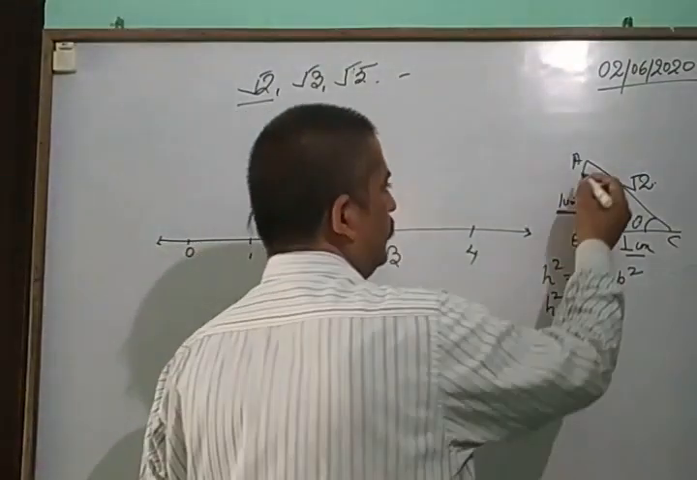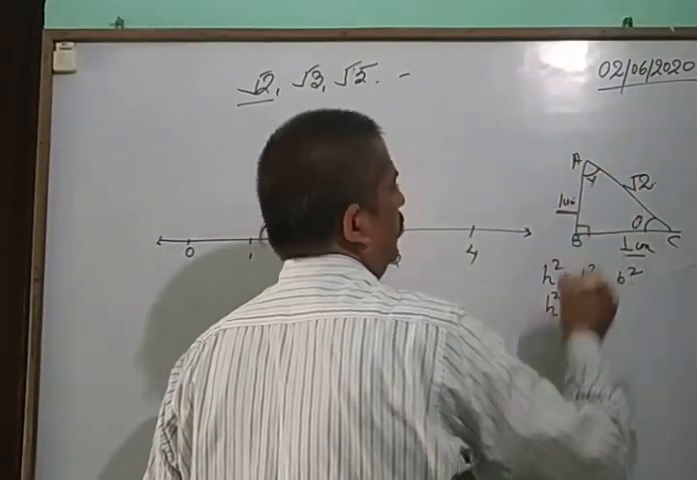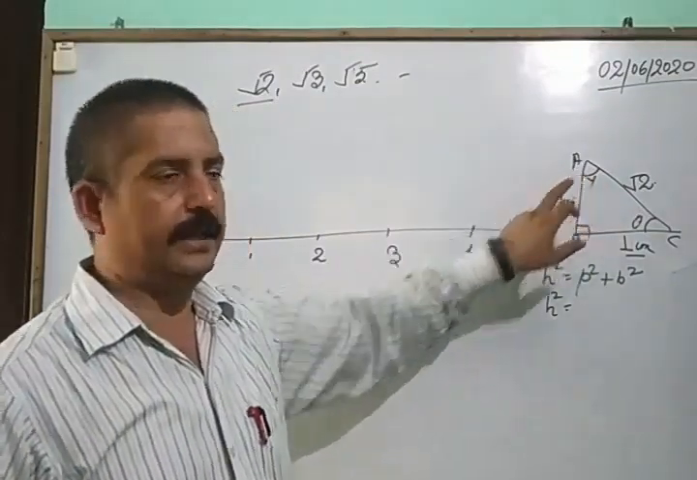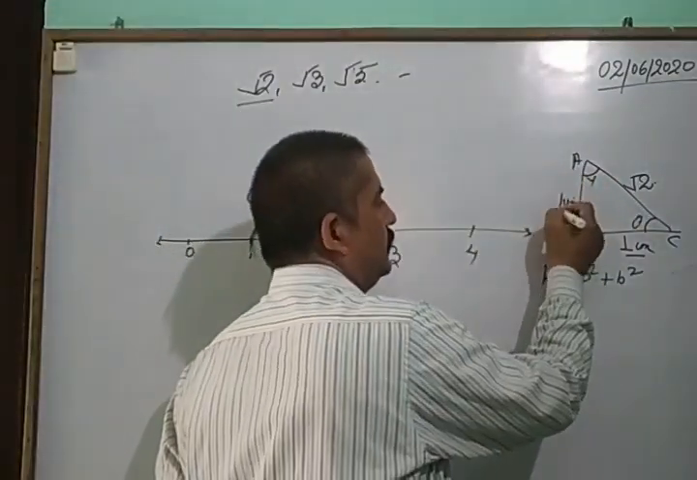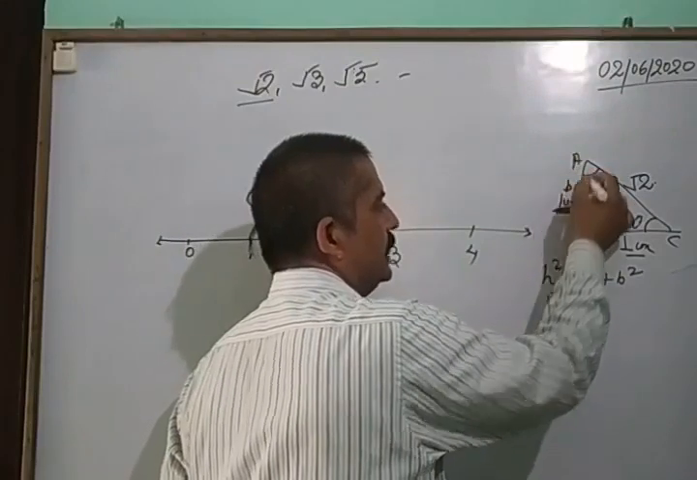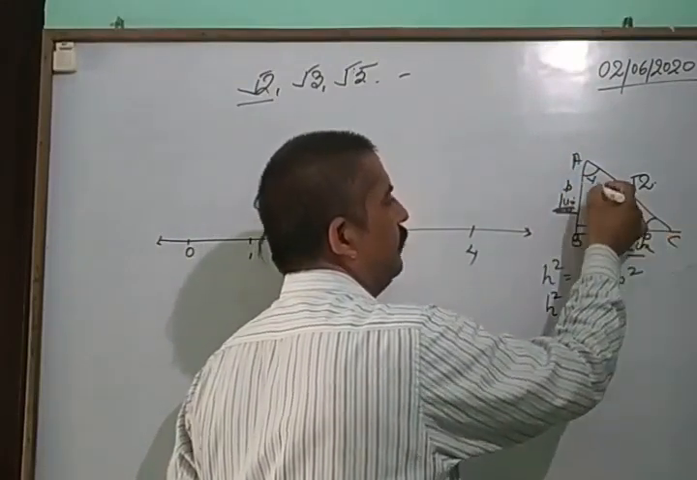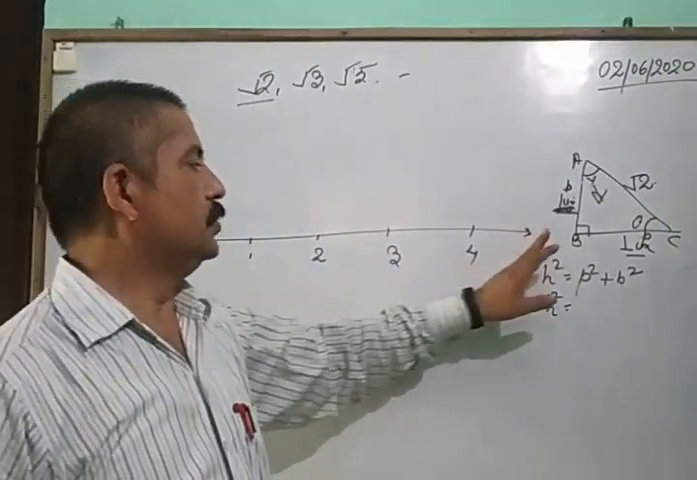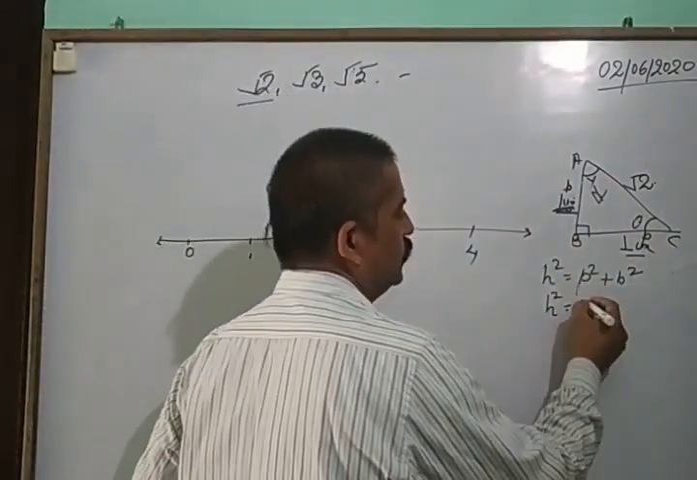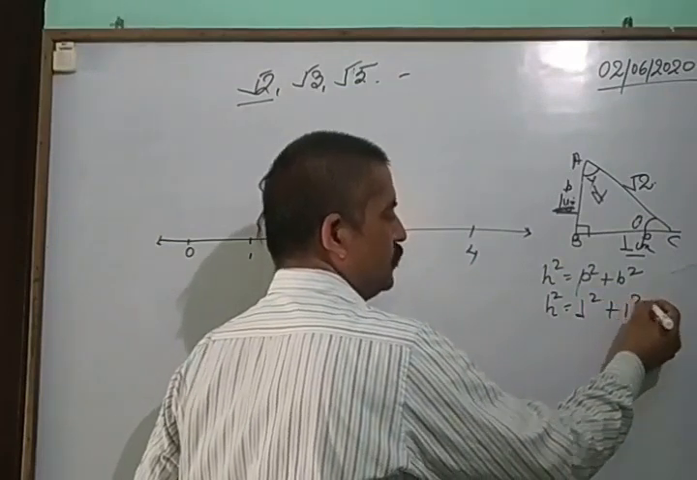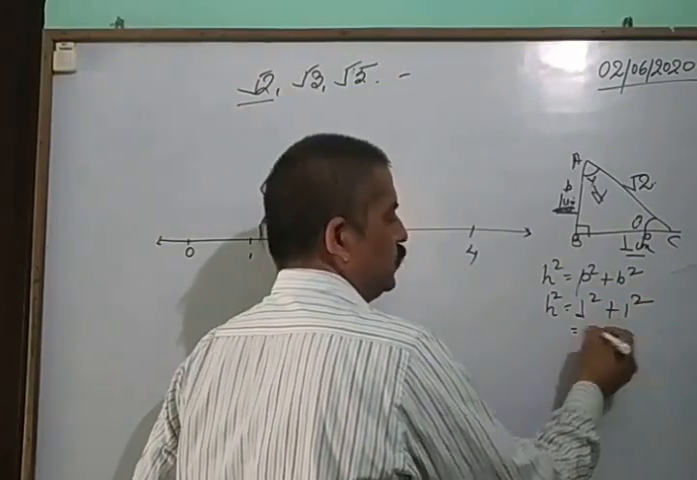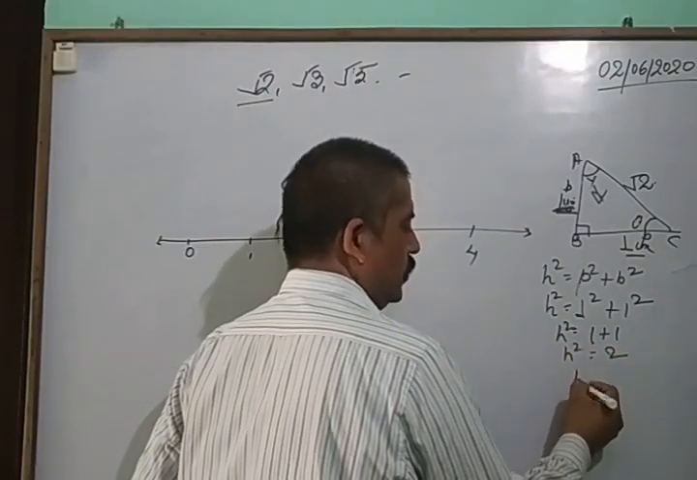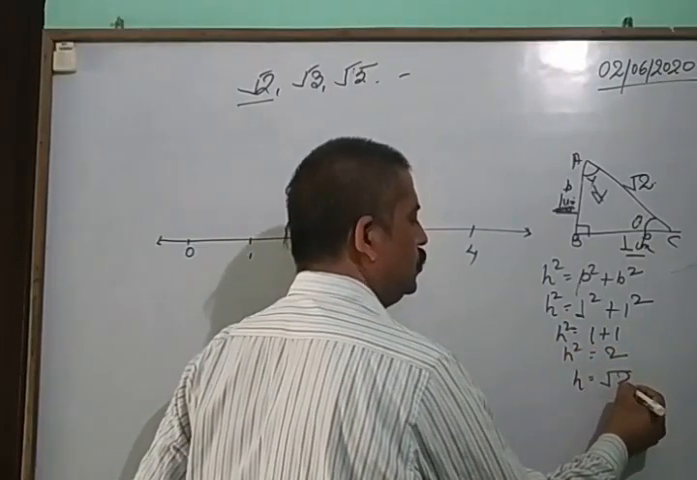But if you take the other angle, in that case AB is the base and BC is the perpendicular. So in the Pythagoras theorem we use 1 square plus 1 square, which is equal to 1 plus 1. So h square is equal to 2, so h is equal to under root 2.